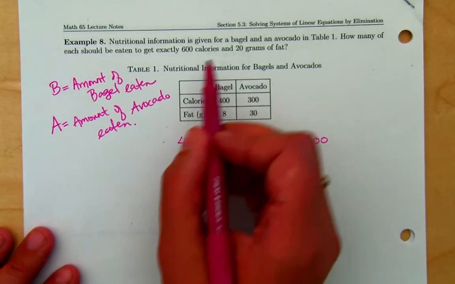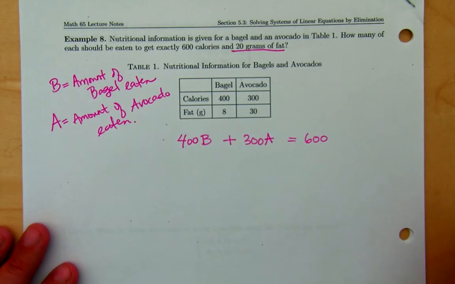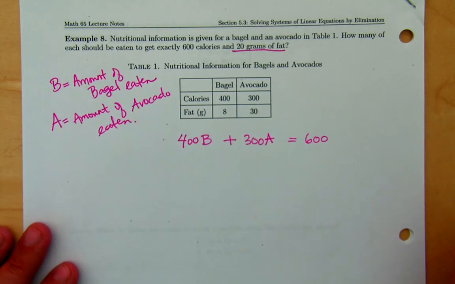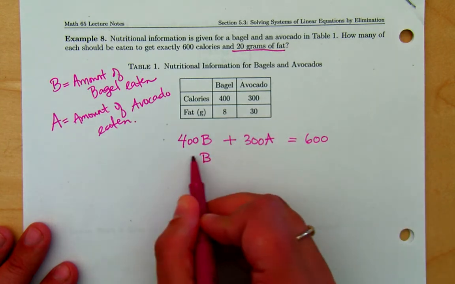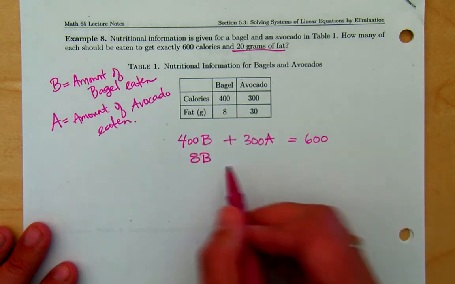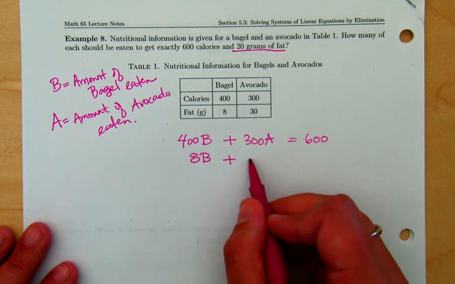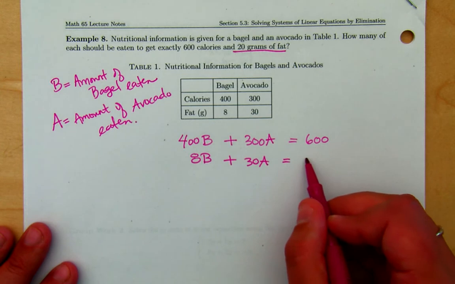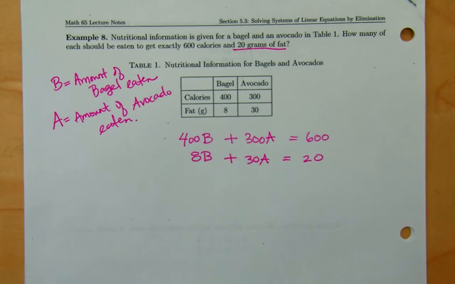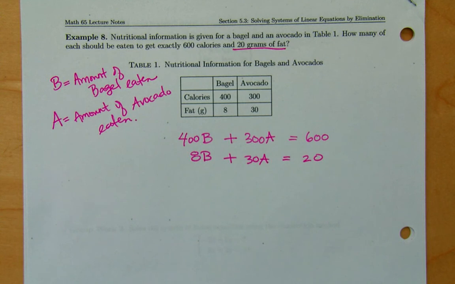Okay, now I only want 20 grams of fat. I don't even know if this is possible. You better not eat very much avocado. You eat one whole avocado, you've already got 30 grams. So for every bagel, I get 8 grams of fat, and for every avocado, I get 30 grams of fat. And I want that to be 20 grams of fat altogether. Is that one way to write it? I wrote two different scenarios, and so now we want to figure out the sweet spot.